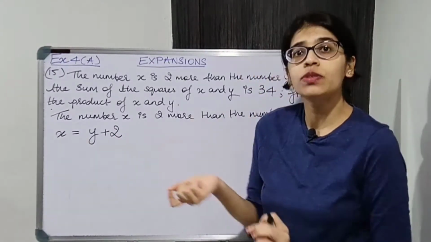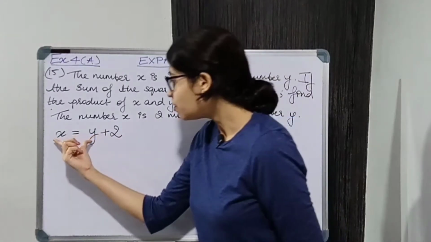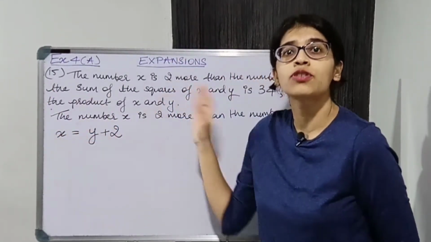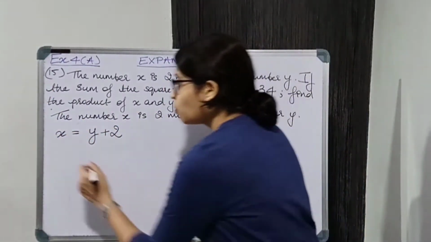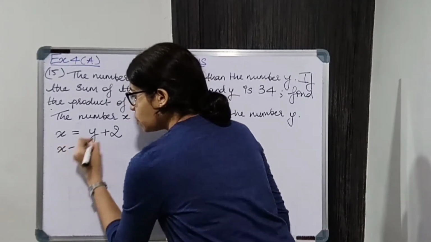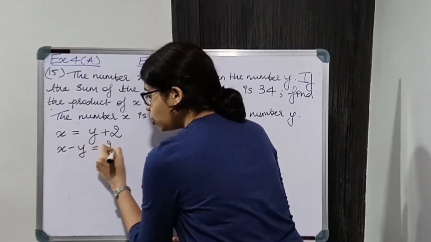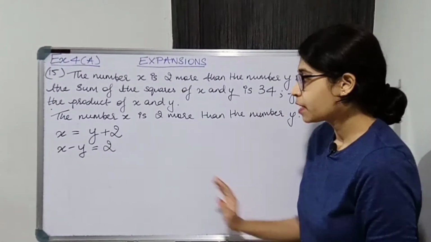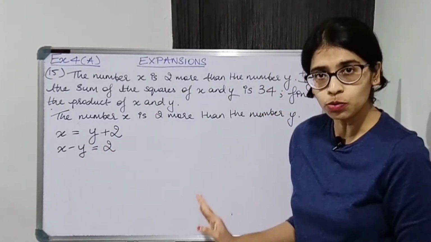Now what we will do is, always the variables are on one side and number is on the other side. Alright. So what we will do, we'll shift y. So y will become minus y and 2 will remain over here only. So x minus y is equal to 2.